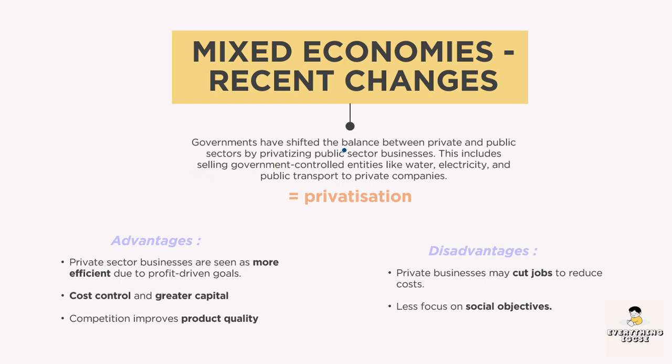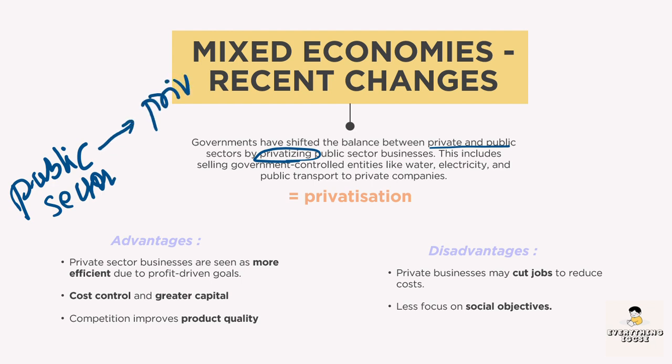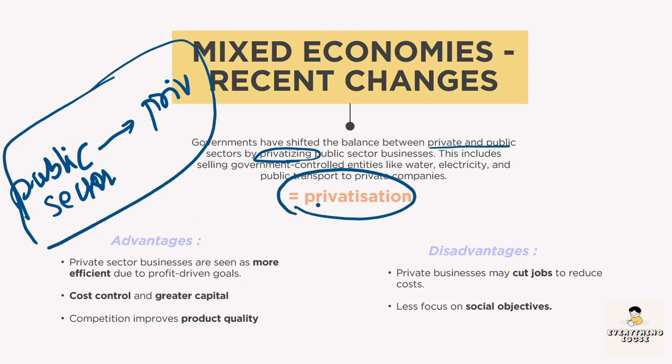So governments have shifted the balance between private and public sectors by privatizing public sector businesses. This includes selling government controlled entities like water, electricity, and public transport to private companies. So what governments are doing right now is turning the businesses in the public sector, okay, into private sector businesses. And this process is known as privatization, okay? Privatization is when the government shifts the public sector businesses into private sector businesses.